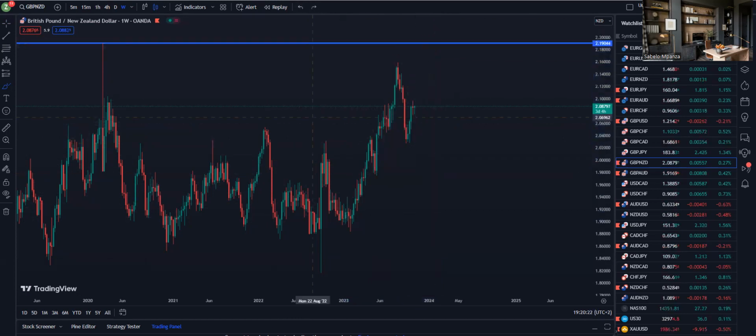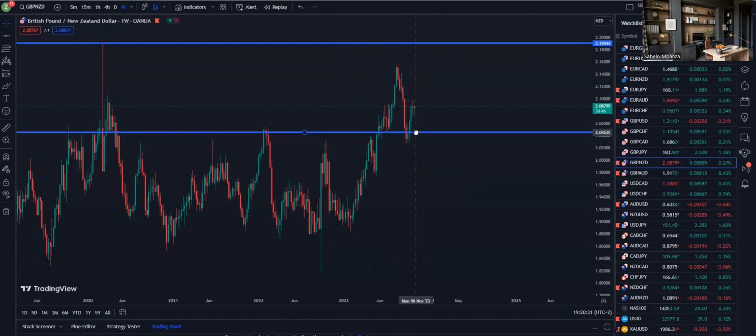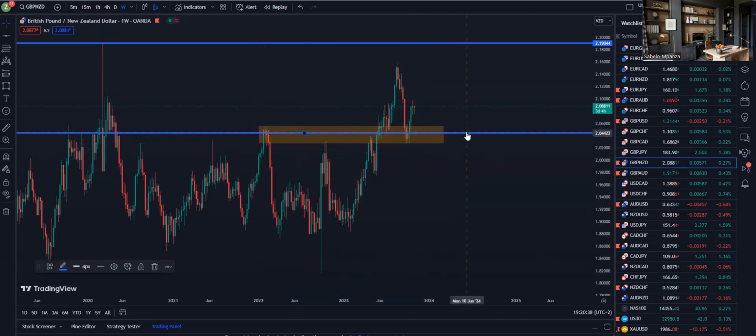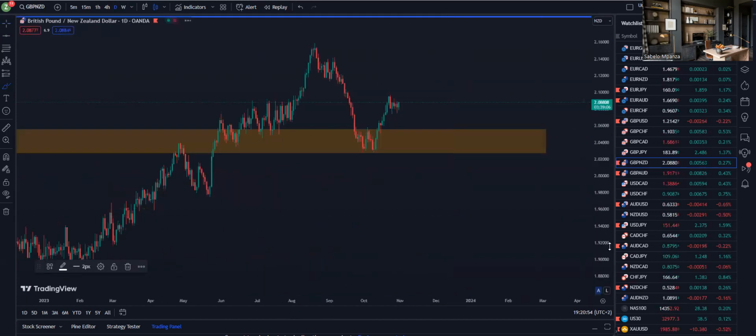Okay, so I've marked this, then I decided to put it somewhere in between because this is a big zone. Okay, let's just remove this. Okay, so the market, it made a reversal here, another reversal here, another reversal here. So this is a strong zone. Okay, moving on to the daily.